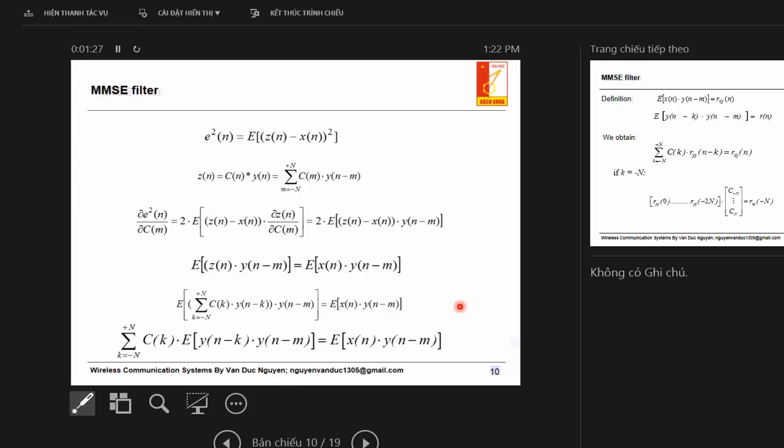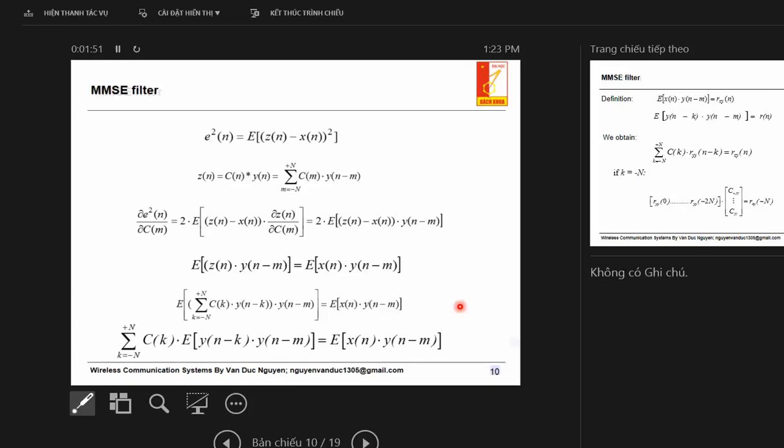channel equalization, channel estimation, and signal detection. That's the application.